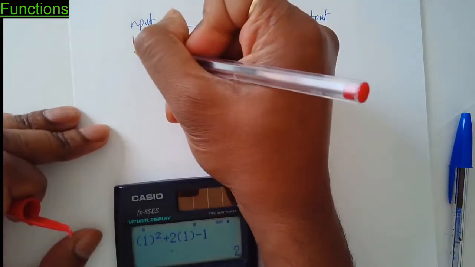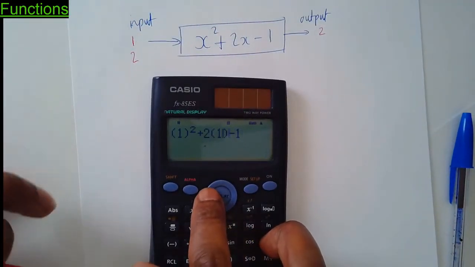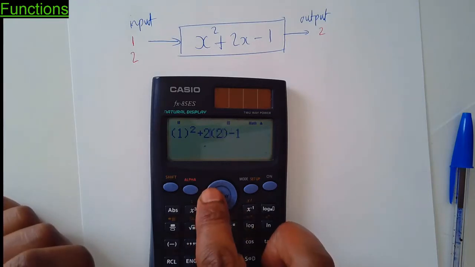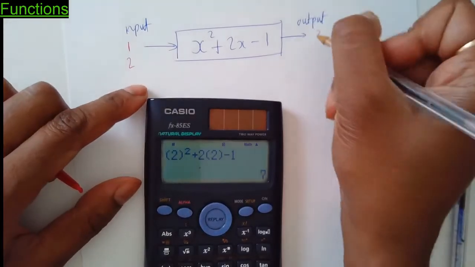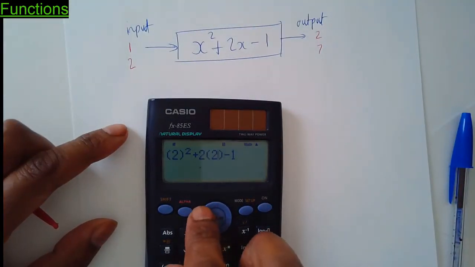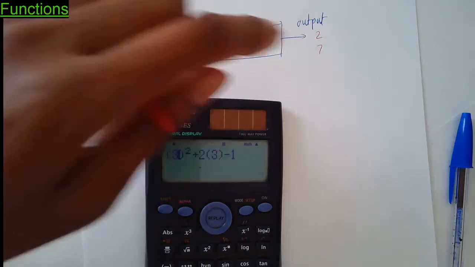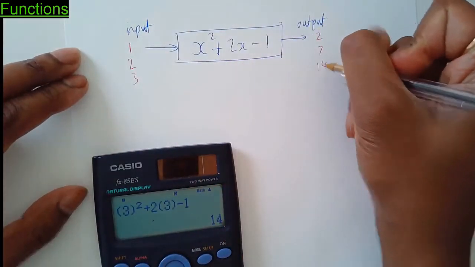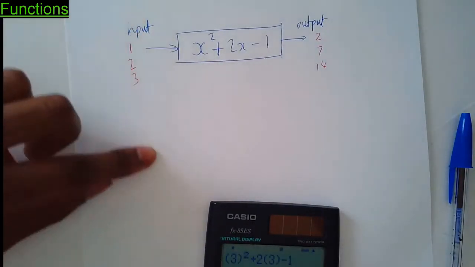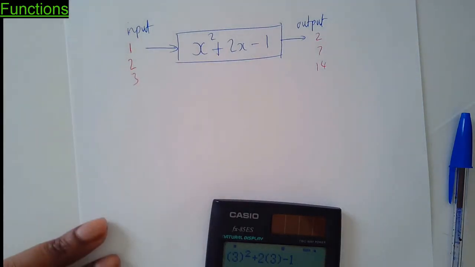So for example, if the input is 2, replace these with 2's. Output is 7, etc, etc. You know, I could try 3. So when the input is 3, the output is 14, and so on. You can do this for any values, even decimal numbers, fractions, whatever, negative numbers as well.